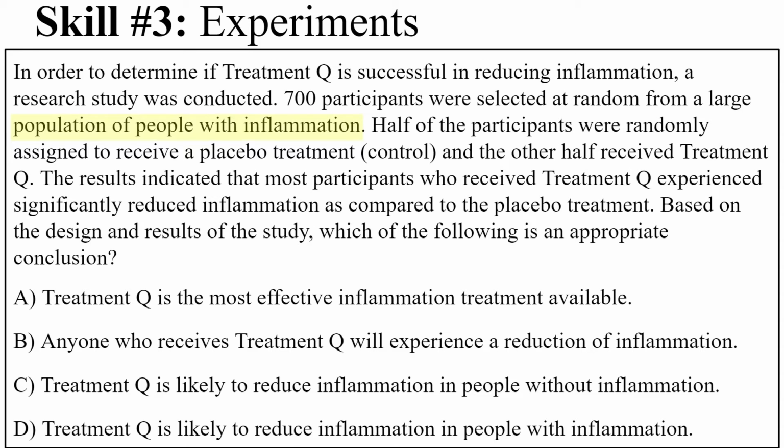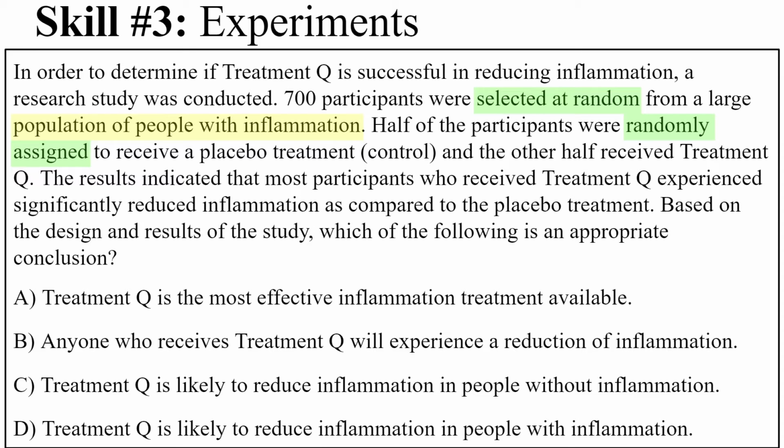So the population is all people with inflammation. They tell us that. That's great. Were they selected at random? Well, they were. Question says that. And were the treatments randomly assigned? Yes, they were. Okay, so this is literally the ideal experiment. The top left box in that chart I made for you guys, we can both generalize to the population and conclude about cause and effect.